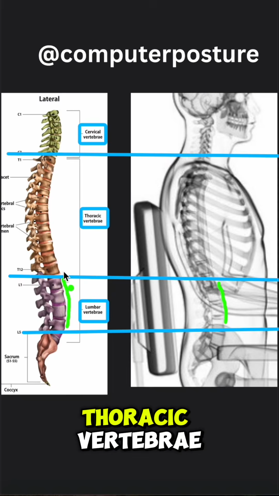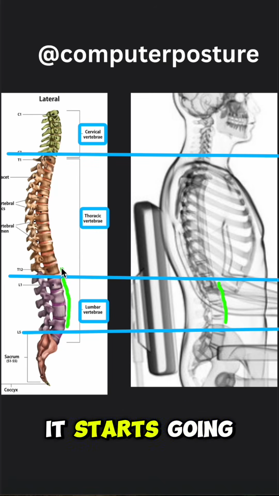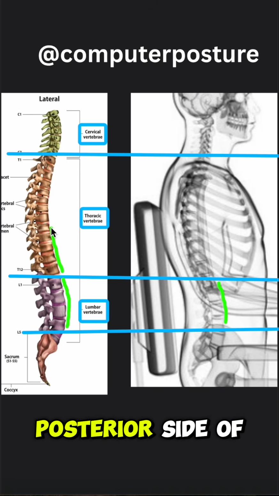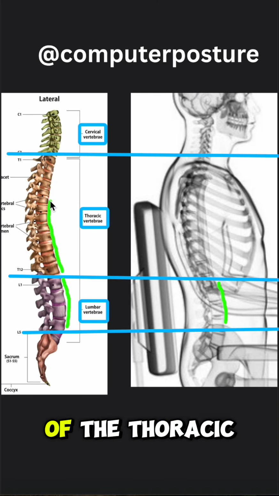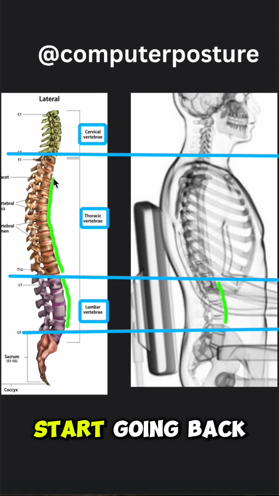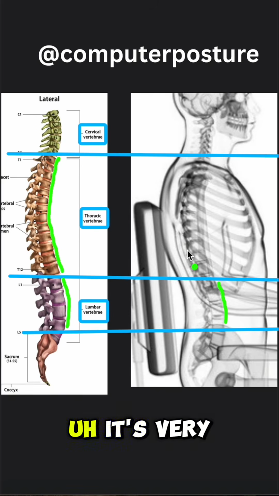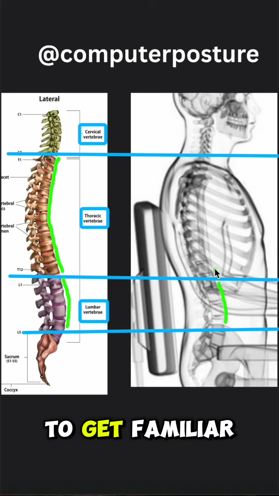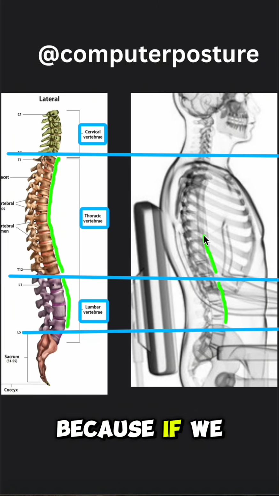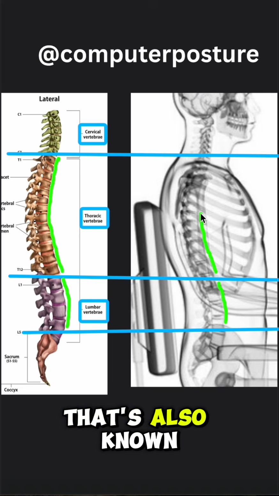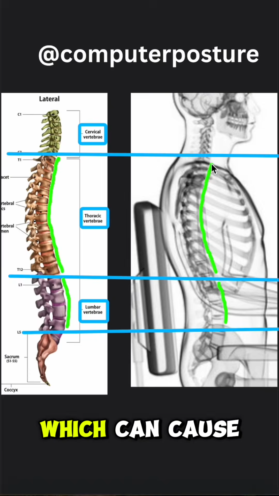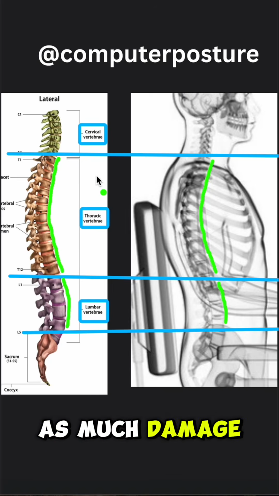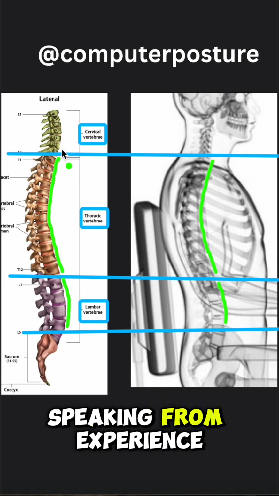Now let's look at the thoracic vertebrae. It starts going back to the posterior side of the body in the middle of the thoracic region, and then we start going back anterior. It's very important to get familiar with these curves because if we sit with a straight spine, that's also known as overcorrecting, which can cause as much damage as slouching forward can, speaking from experience.